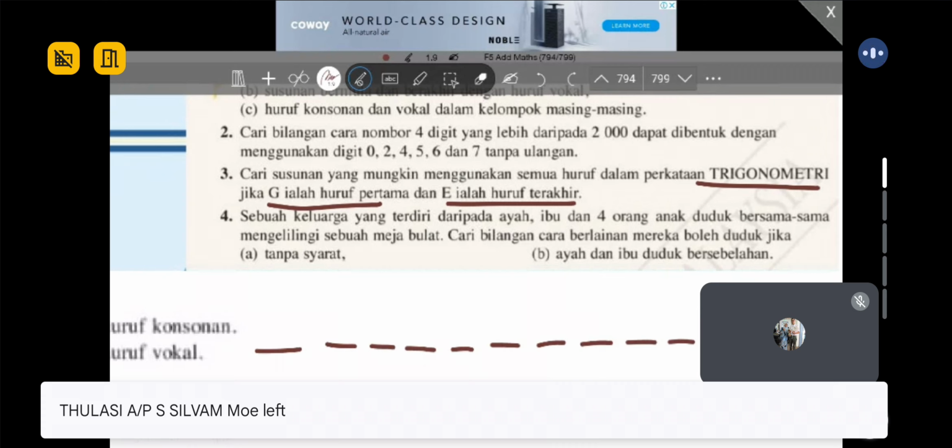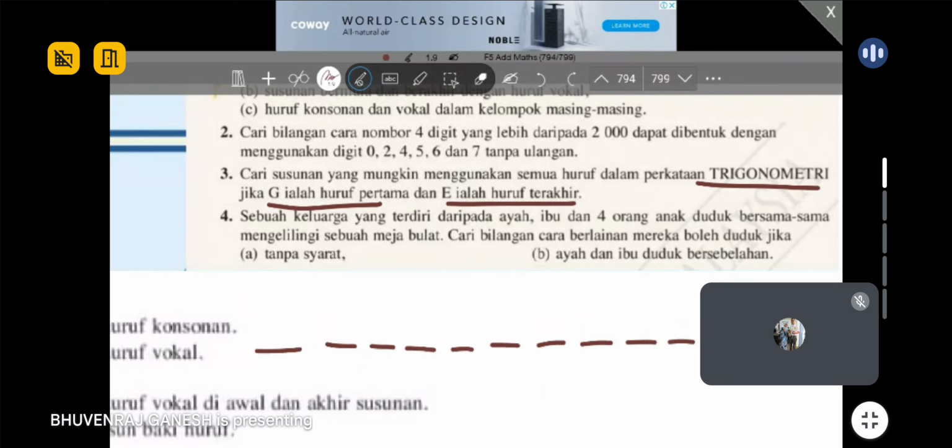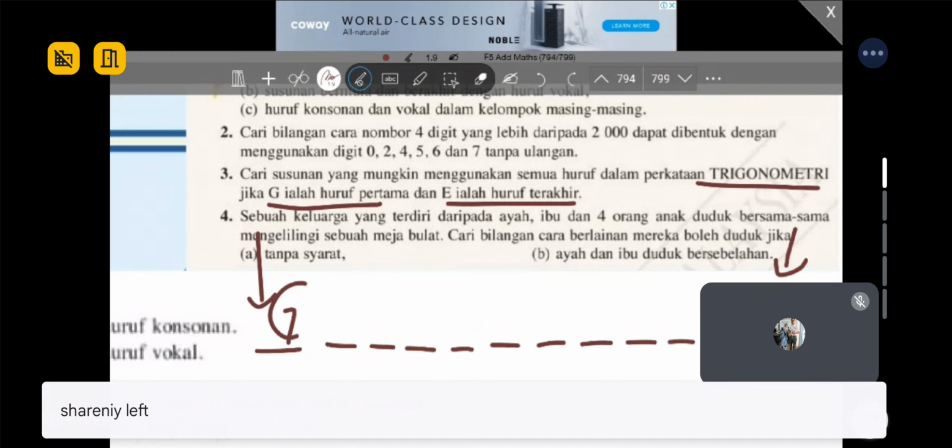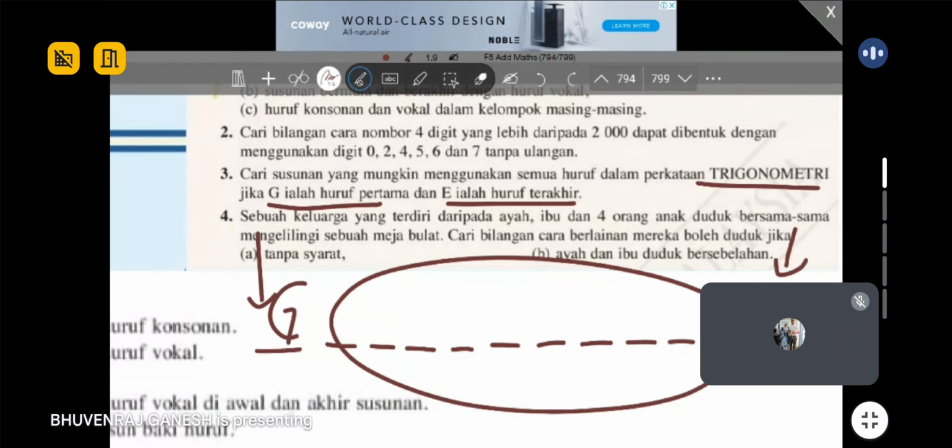Okay. So basically, they say G is the first, E is the last. So these two positions are fixed already. Both positions are already fixed. So now you have the remaining positions over here. So guys, how should you arrange this? Not that difficult also. Should be able to get it.